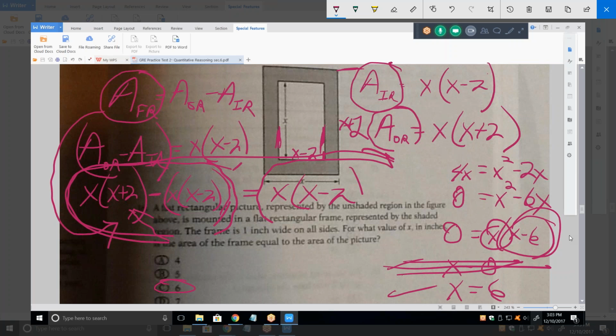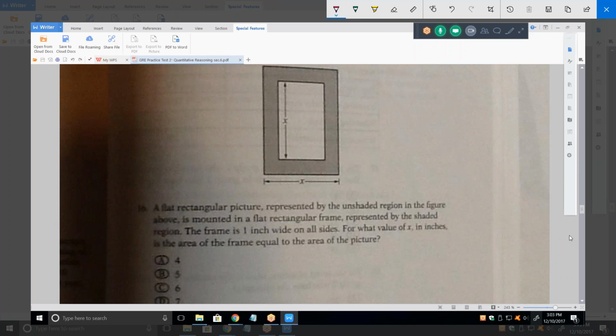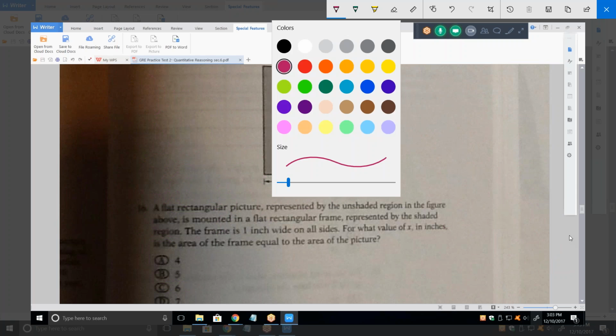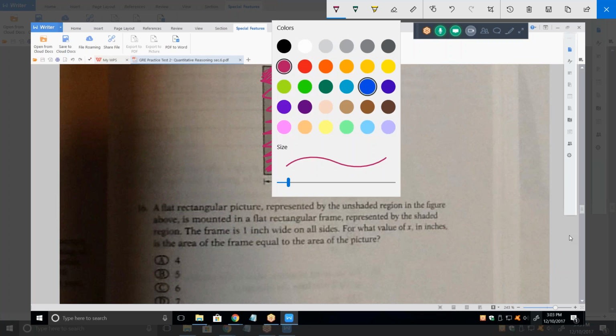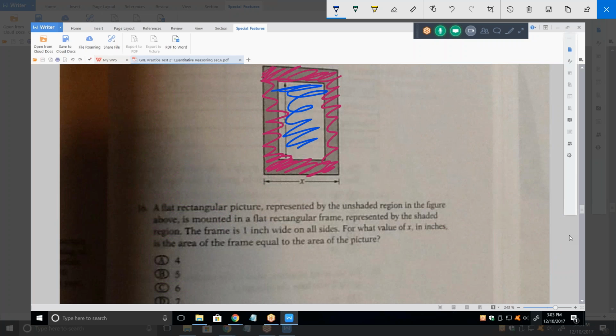Okay. Now, that was a heck of a lot of work. So I'm just trying to conceptualize the question. How can a frame equal the inside of the picture? Well, what they're saying is the area of the frame equals the area of this. Oh, okay. I understand now.